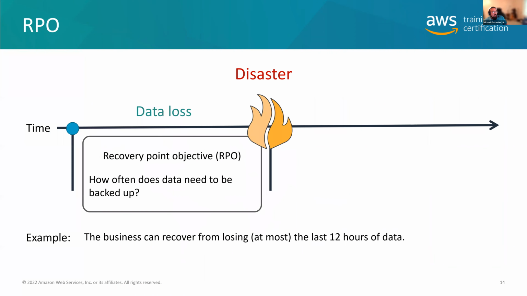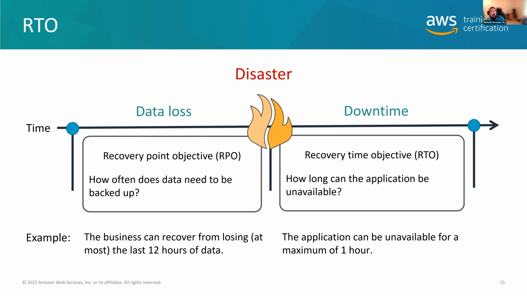Now with RPO, we're talking about how much data can I lose, basically, right? Disaster occurs at 1 o'clock. The RPO is 12. Then the system should recover all the data that was in the system before 1 o'clock, right? So data loss at most will span 12 hours, between that 1 p.m. and 12 a.m. time frame. Now, RTO says, how long is it going to take for us to restore this application? How long can it be unavailable, right?